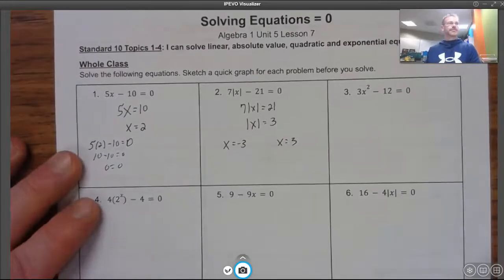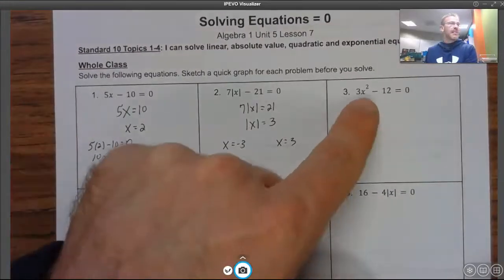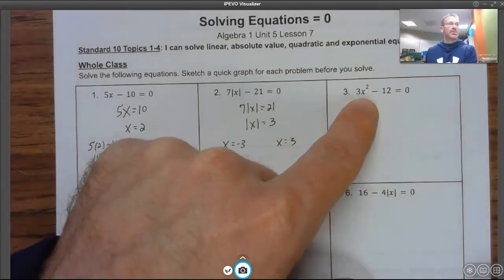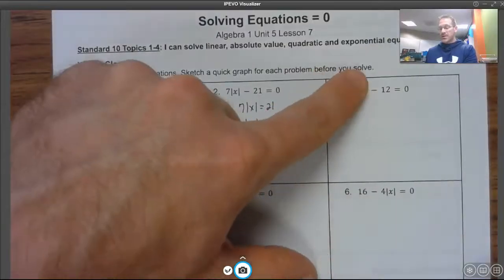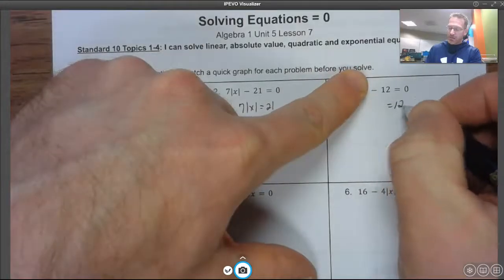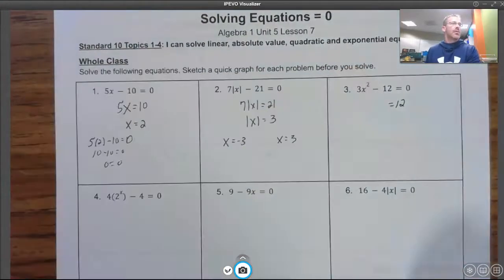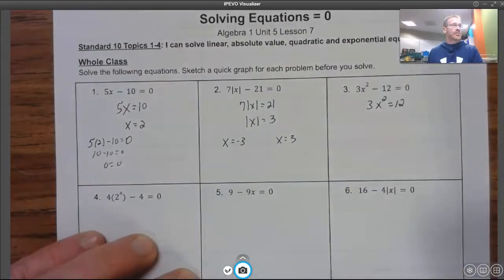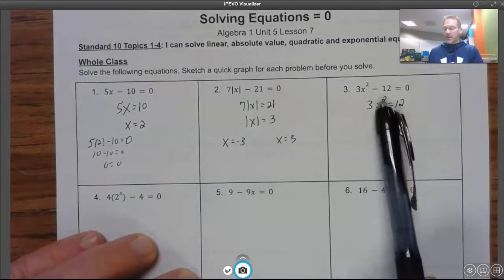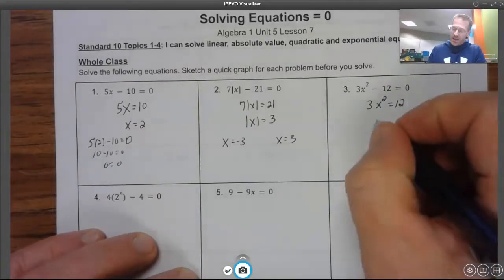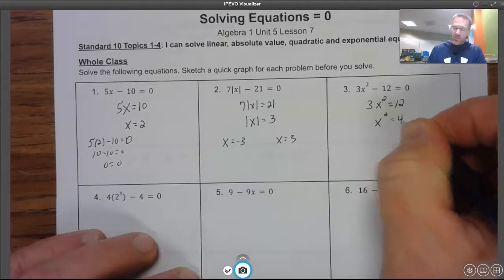Now, looking at number 3, I see it's got a power of 2, so this is a quadratic problem, and I'm expecting 2 solutions. Once again, using that 0 property, what minus 12 is 0? We know that has to be 12. So we'll take my hand away. That means 3 times x squared has to be 12. Now, we're back to a multiplication problem. 3 times what is 12? 3 times 4 is 12. So that means x squared has to be 4.